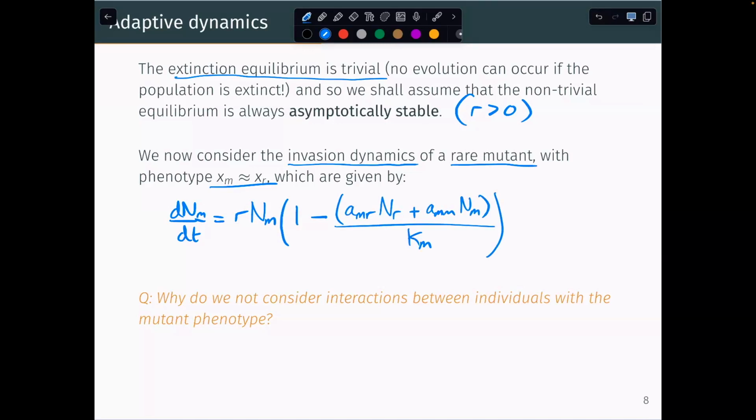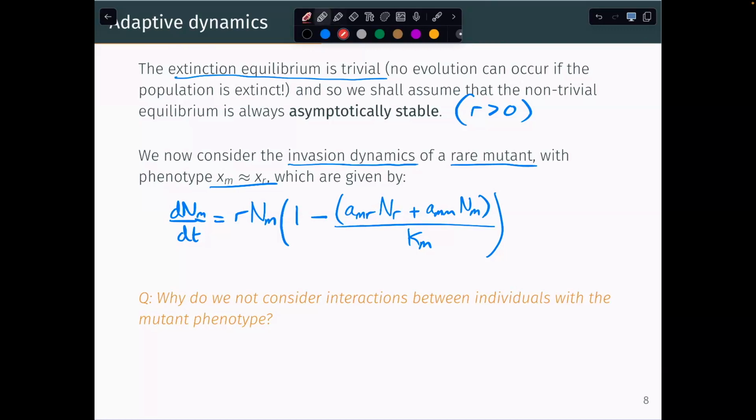Again, this summation on the top is just the sum over Aij times Nj, for all the possible phenotypes here. And I'm doing this just in terms of the mutants. Remember, Aij is the competitive effect of individuals with phenotype J, Xj, on individuals with phenotype Xi.